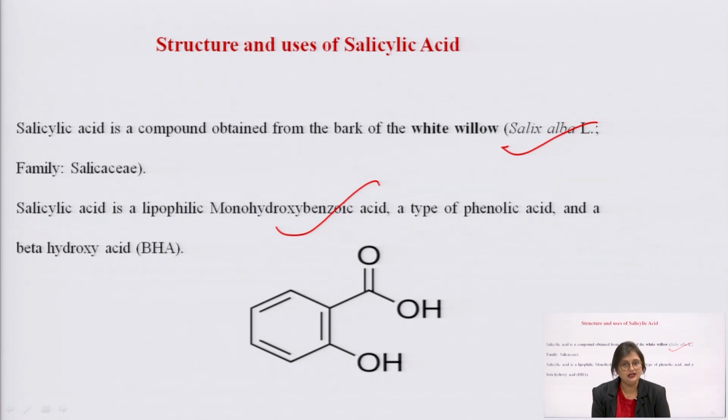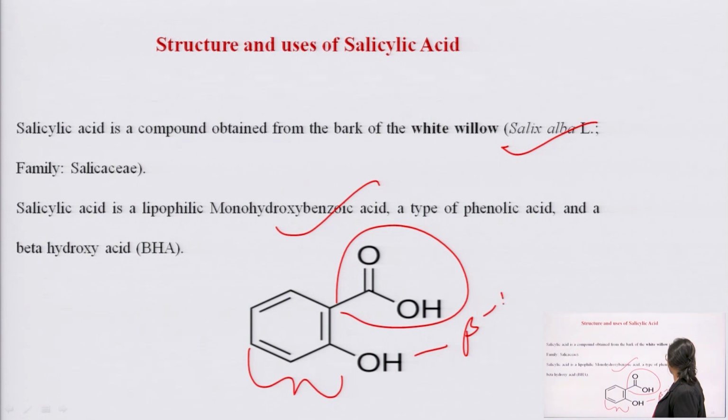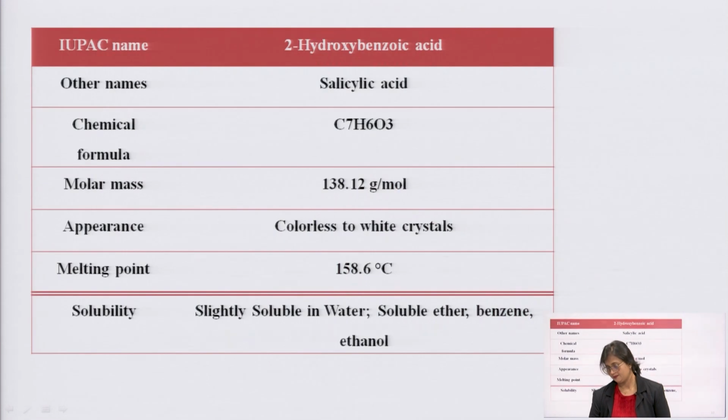It contains a carboxylic acid group and a phenolic ring or hydroxy group at beta position, giving it the name of beta hydroxy acid. Next, the IUPAC name of salicylic acid is 2-hydroxy benzoic acid. So, salicylic acid is also known as 2-hydroxy benzoic acid.